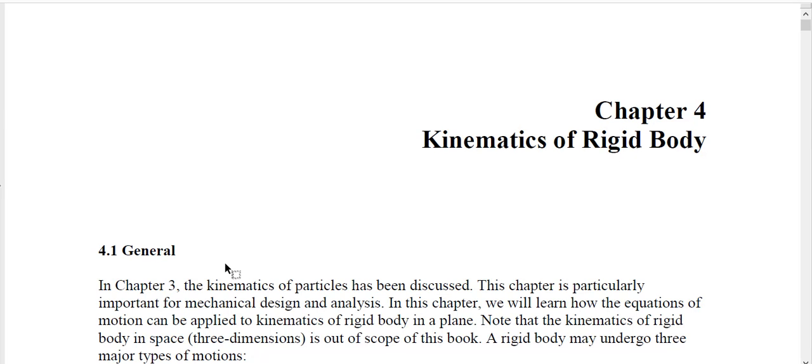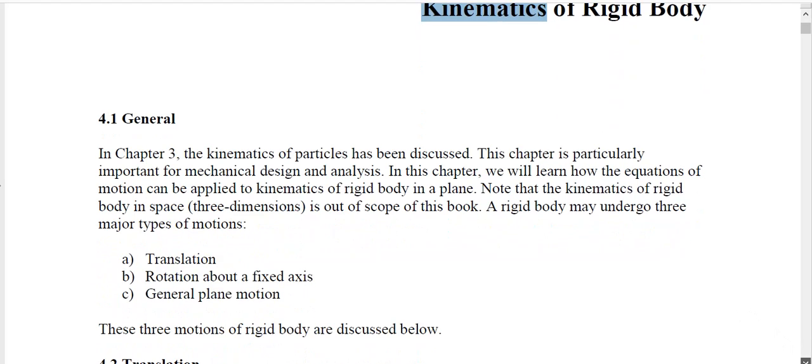Now we will start chapter 4, which is kinematics of a rigid body. We studied kinematics of particles. This time it is for rigid body. Now what is kinematics? Again, kinematics is the study of motion without the force. So here we will not deal with the force, only the nature of motion.